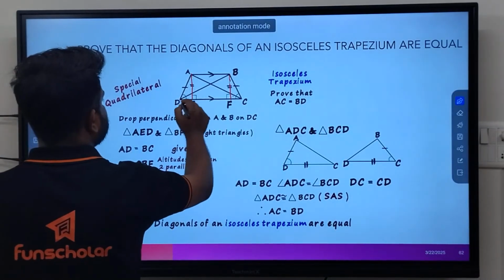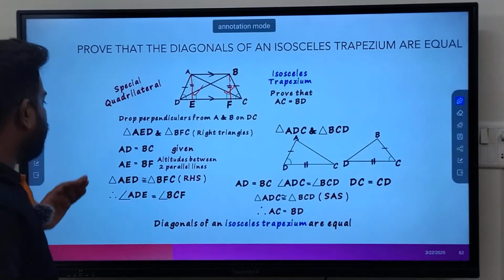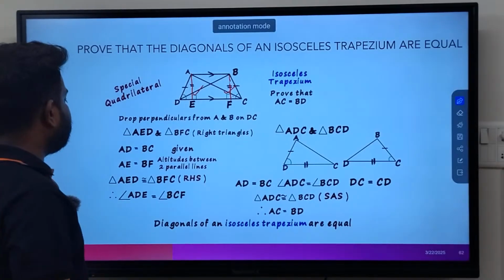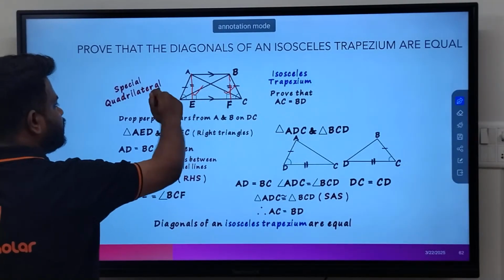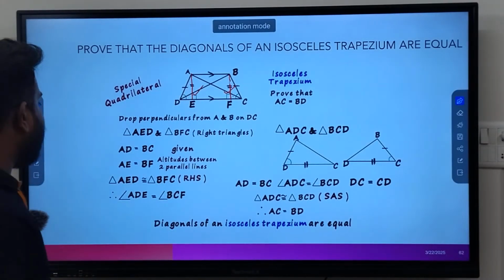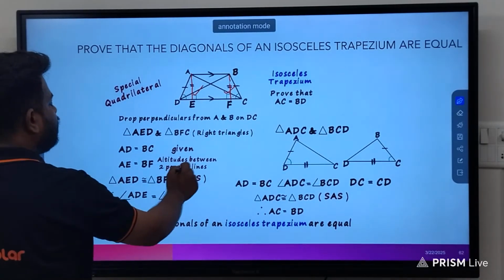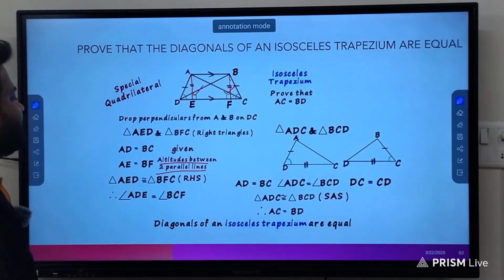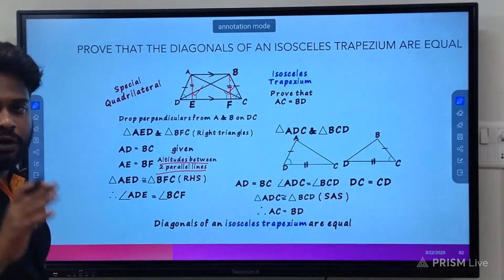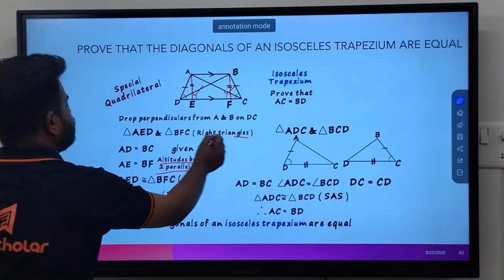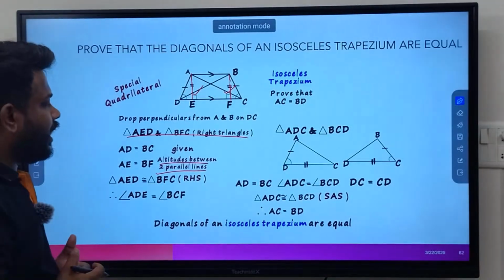So here we will see a right angle being formed. After this is formed, we know that AD equals BC because it is an isosceles trapezium, so these two sides will be equal, and AE and BF will also be equal because they are the same altitudes between the same parallel lines. So triangles AED and BFC will be equal because of the 90 degree angle. So this will form a congruent triangle.